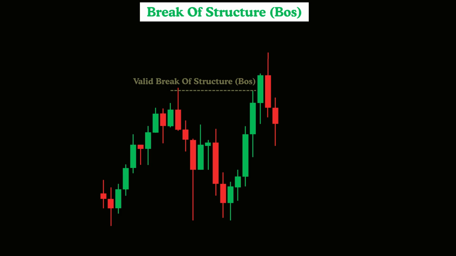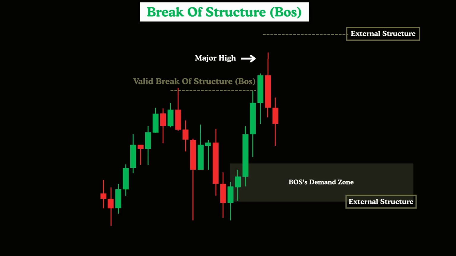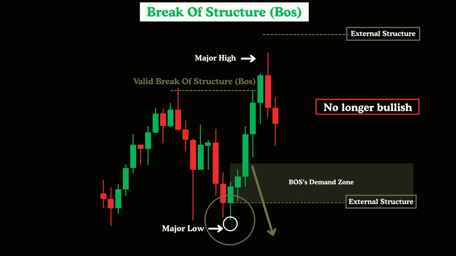A BOS is considered valid only when the price breaks and closes above the most recent higher high with the body of a candle. This confirmation is valid even if price reverses quickly afterward. In this case, a new major high and major low are established, forming a new trading range. However, if price only breaks the high with a wick or shadow, and the candle body closes back below the high, without the next candle's wick exceeding the first, we do not treat it as a valid BOS.